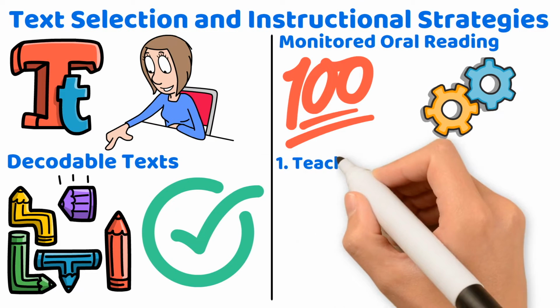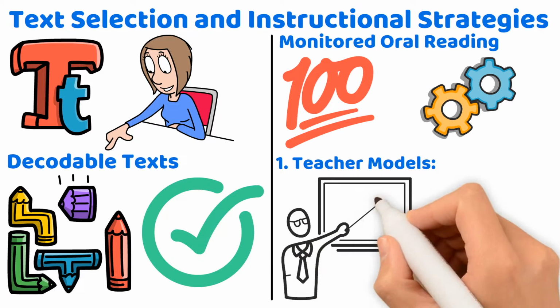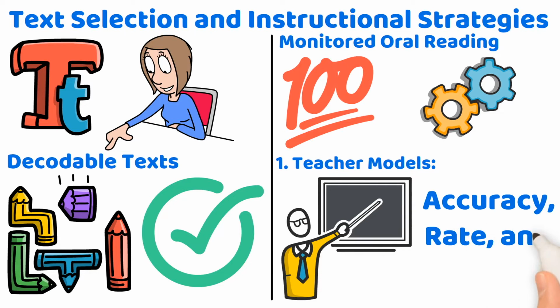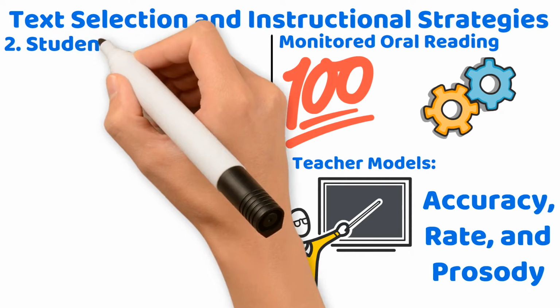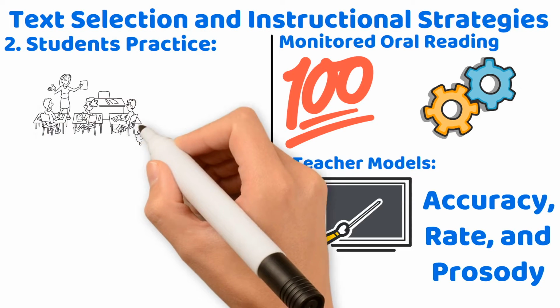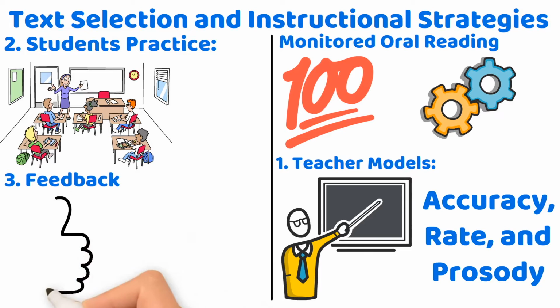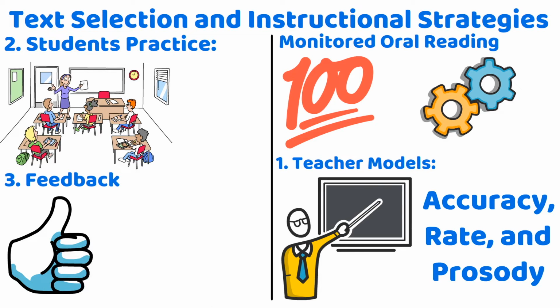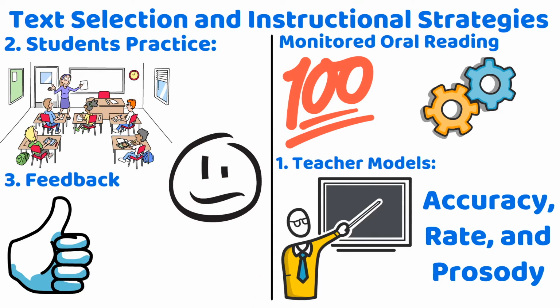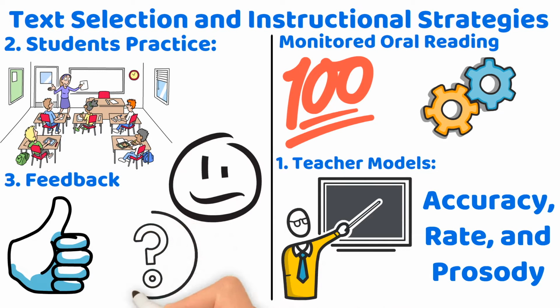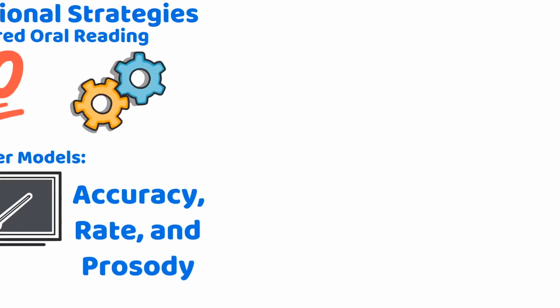1. Teacher models. First, demonstrate fluent reading. Emphasize accuracy, rate, and prosody. 2. Students practice. Then, have students read the same text aloud. 3. Feedback. Provide specific, constructive feedback. For example, if a student struggles with prosody, you might say, try to raise your pitch at the question mark to indicate it's a question.